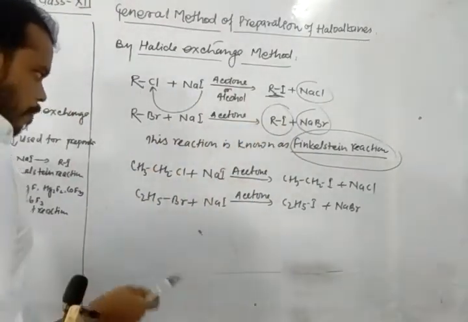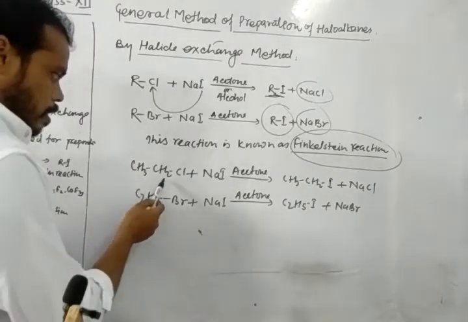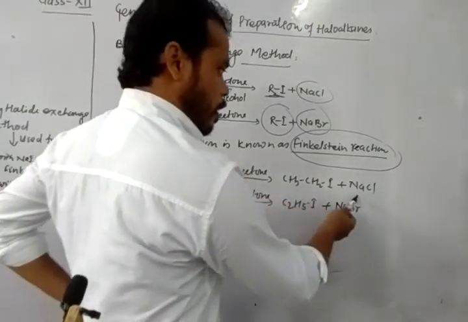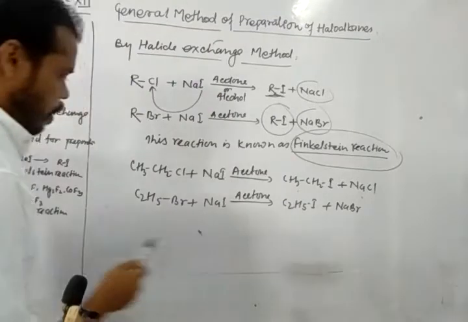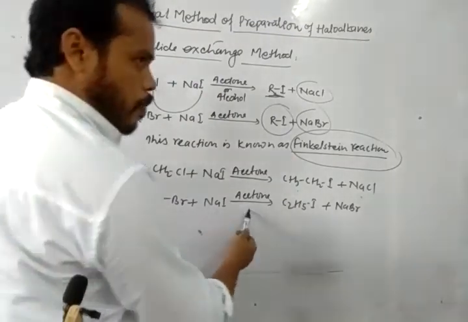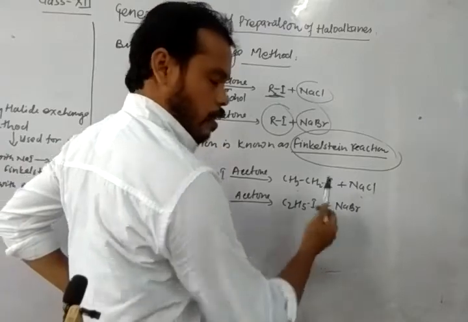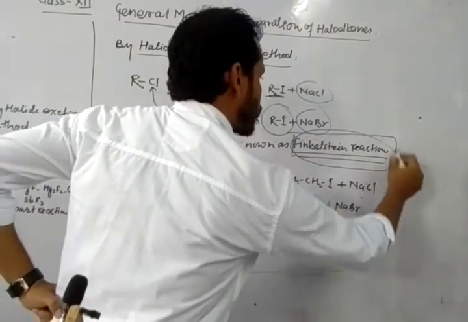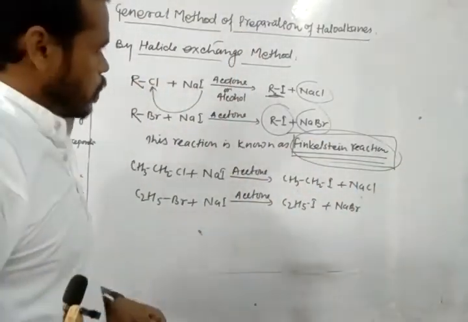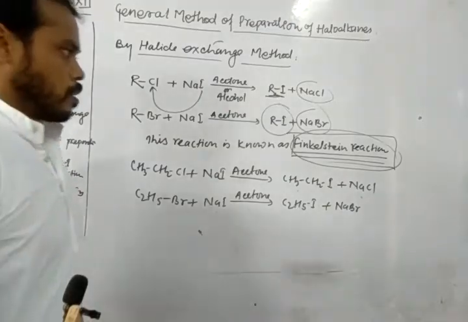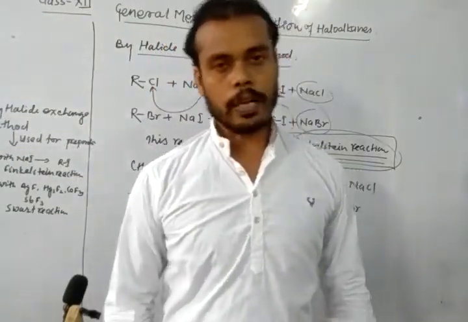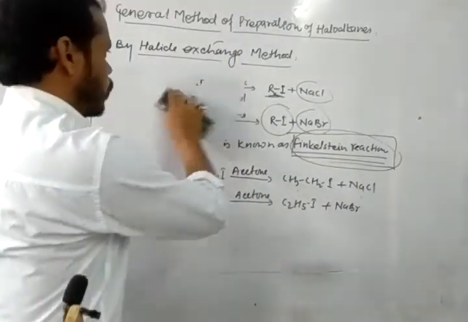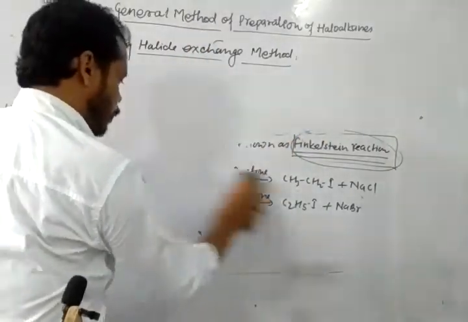You can take lots of examples: CH3CH2Cl, ethyl chloride, when treated with sodium iodide forms ethyl iodide and as a byproduct sodium chloride. Ethyl bromide treated with sodium iodide in the presence of acetone forms ethyl iodide and sodium bromide as a byproduct. This reaction is known as the Finkelstein reaction. Very important in your examination, and sometimes it is asked in competitive exams. Now in the next step we will discuss how to prepare fluoroalkanes.